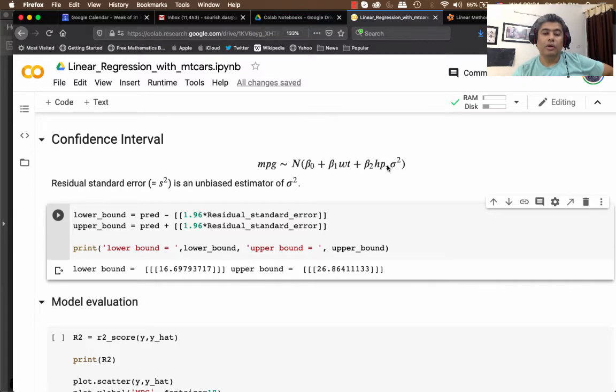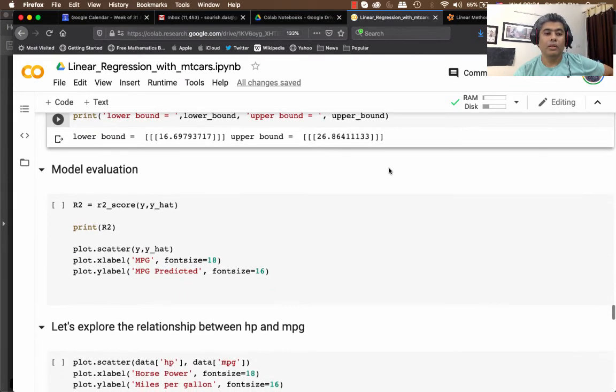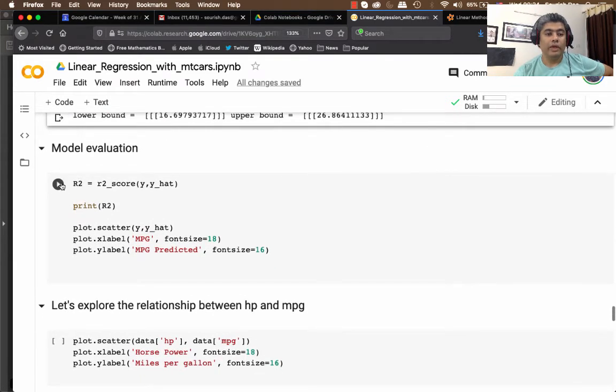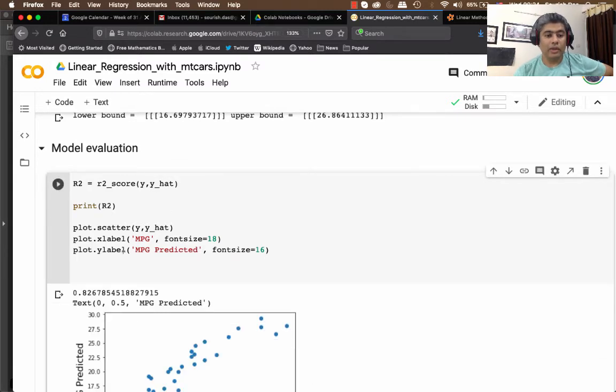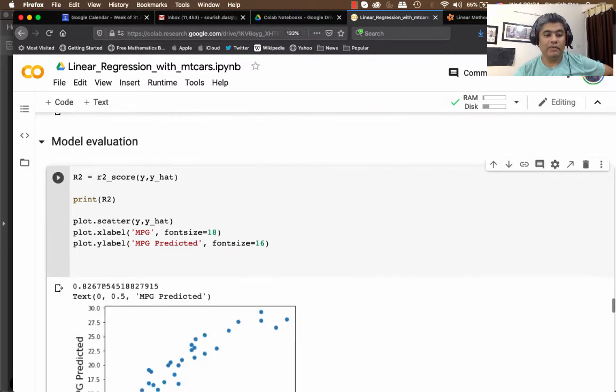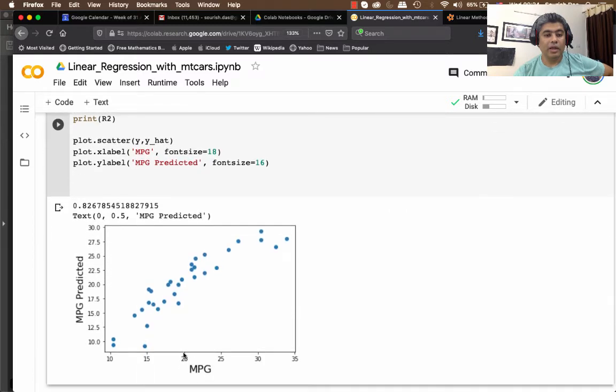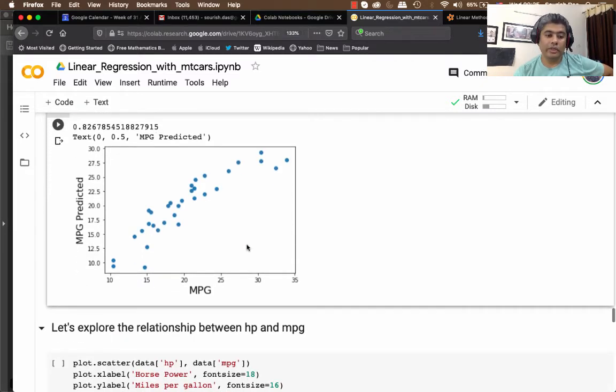but there is room for improvement for the model by bringing in more predictors, by engineering predictors, etc. Now we can evaluate the model by computing the r squared. The r squared is 82.67%, and if we plot the actual versus the predicted in a scatter plot, it is pretty tightly plotted.